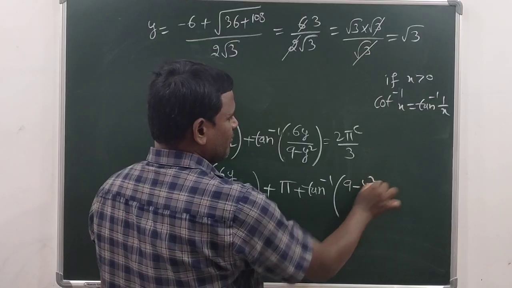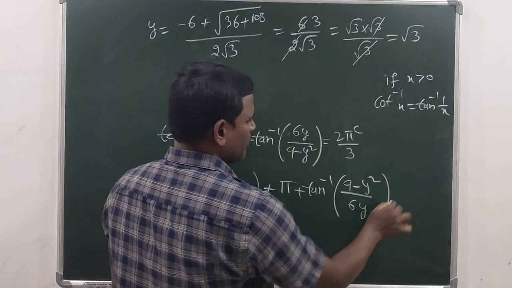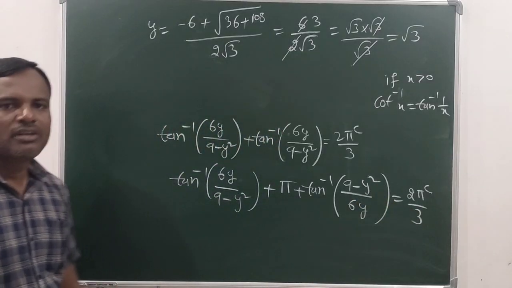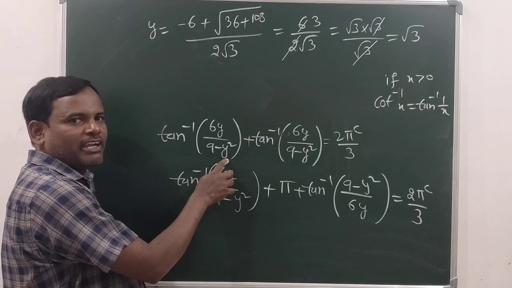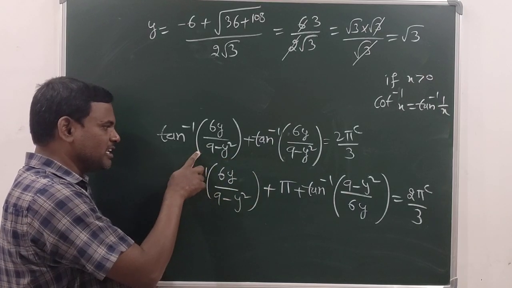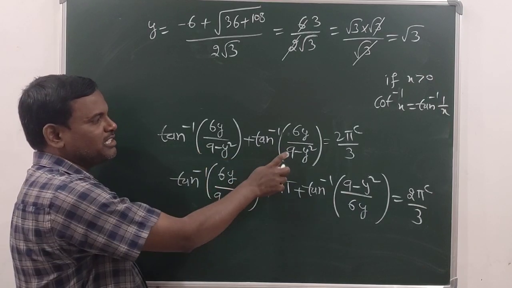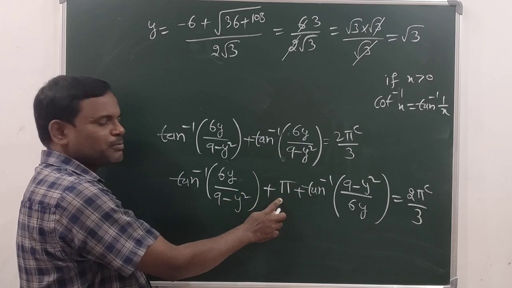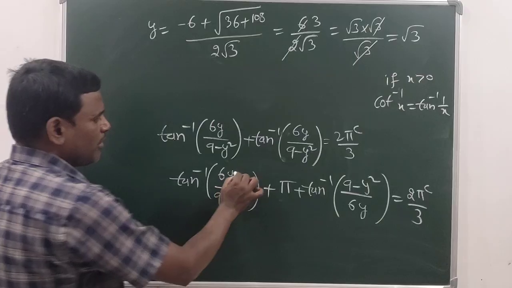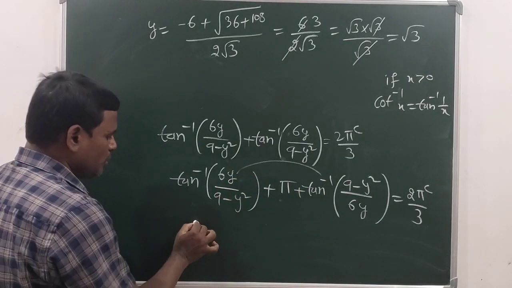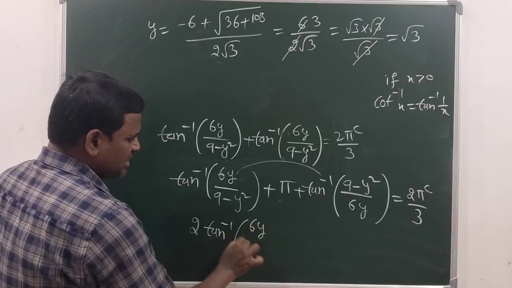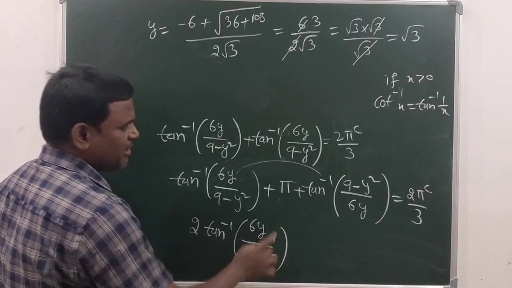9 minus y square by 6y, which is equal to 2 pi radians by 3. Students, here what is the value of y? It belongs to minus 3 to 0. So in such a case, this has to be written as it is, but this one has to be written as pi plus tan inverse of 9 minus y square by 6y. Now add both of them. So what do you get? 2 tan inverse of 6y by 9 minus y square.